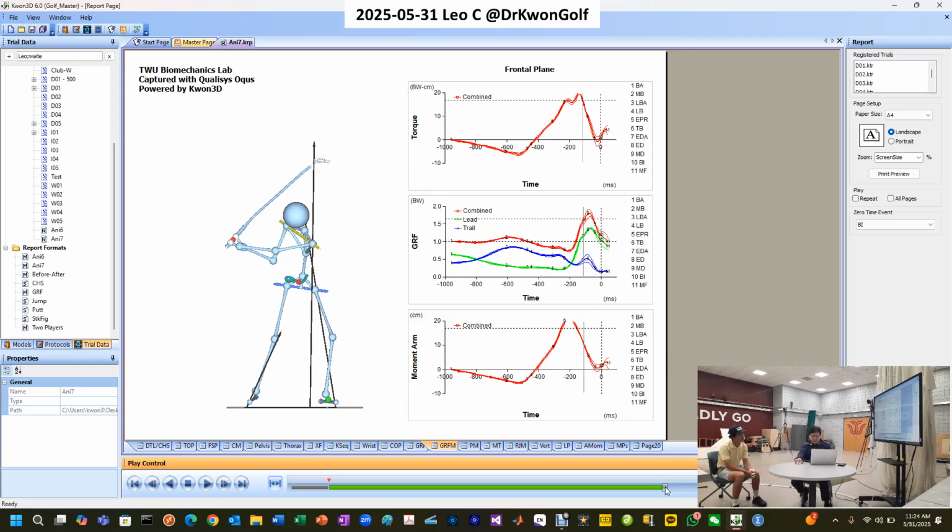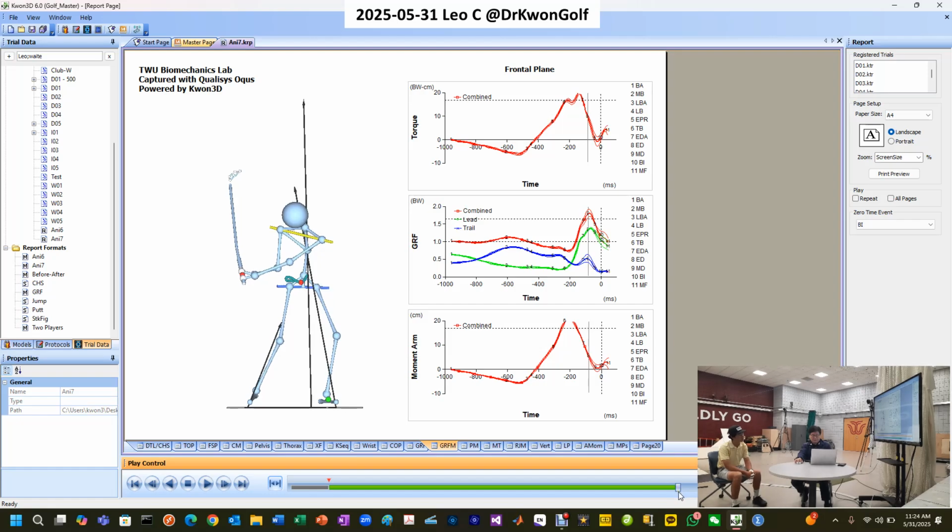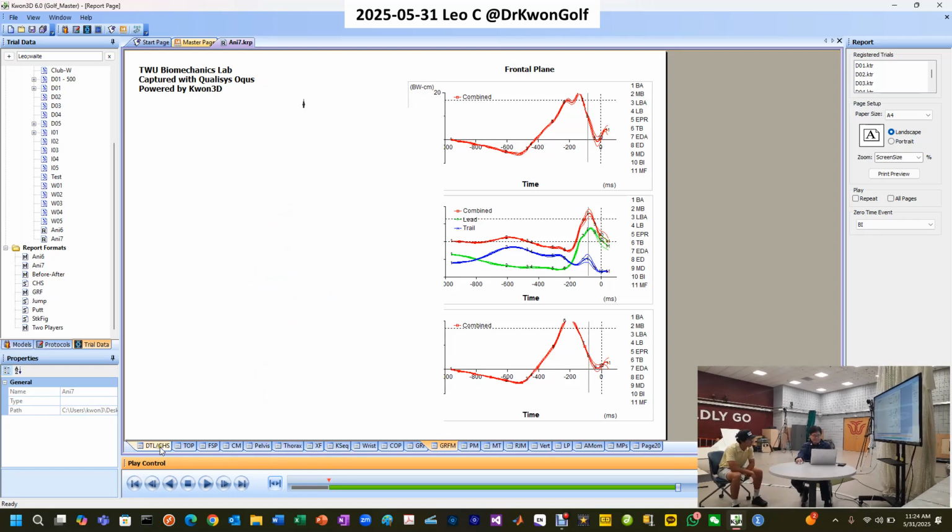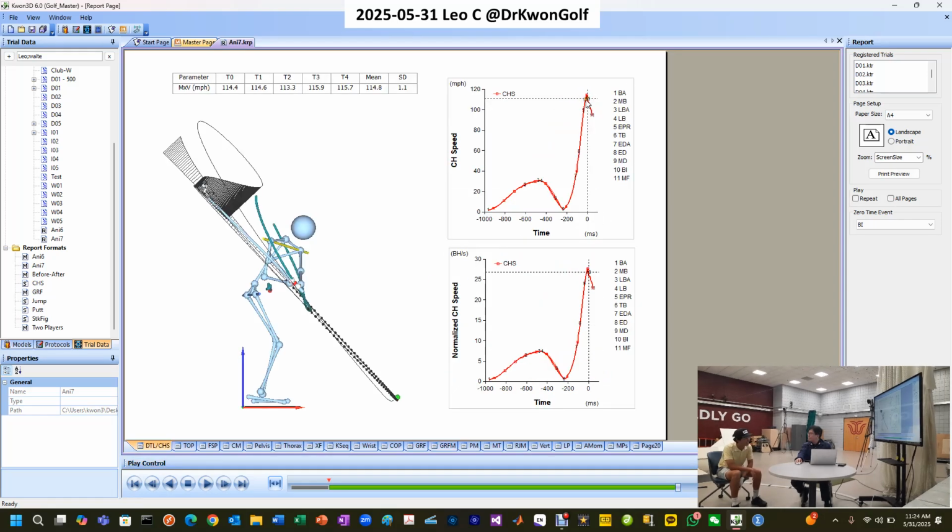So, and then the timing of peak force is about here, when the club is aligned vertically. How far does he hit it? Club head speed is 114, about 115. The men's average is about 110. So he's higher than that.